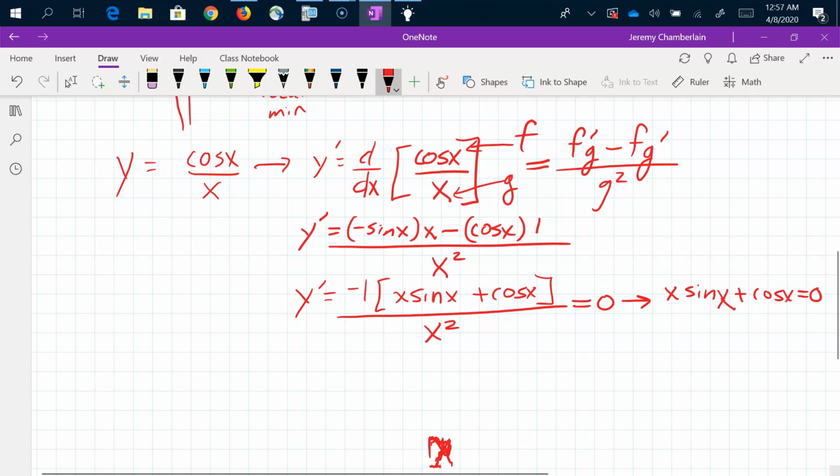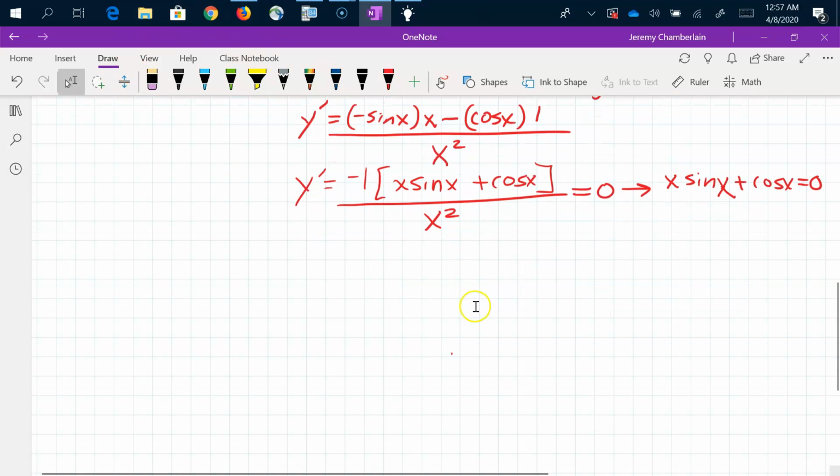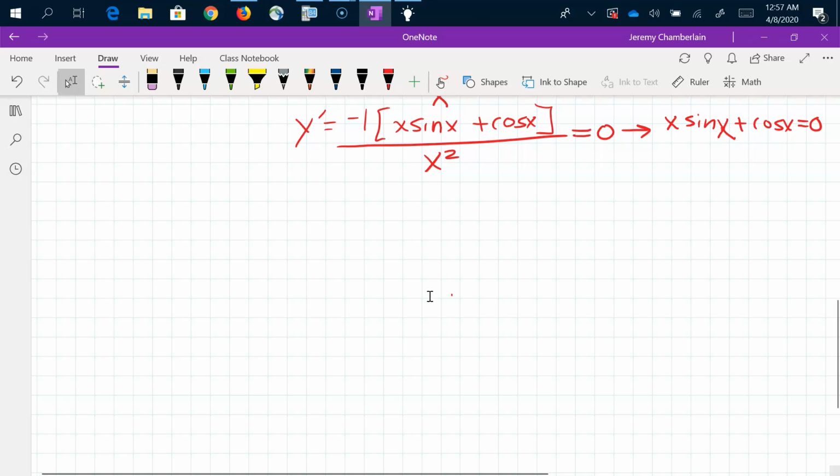I'll do a little bit of manipulation algebraically here. And again, I've got this nasty scratch here on the bottom, so let me get rid of that. Okay, I'm going to scroll, and so again we're setting x sine x plus cosine x equal to 0. So I'll push over the cosine x.